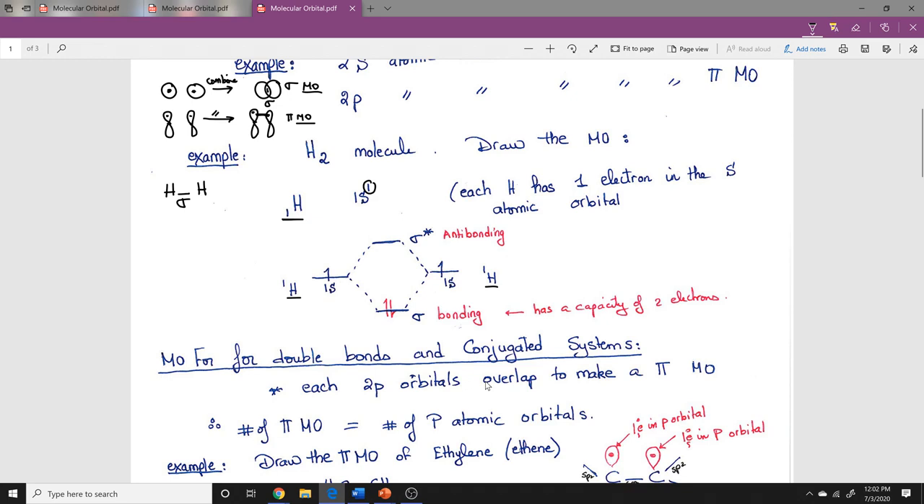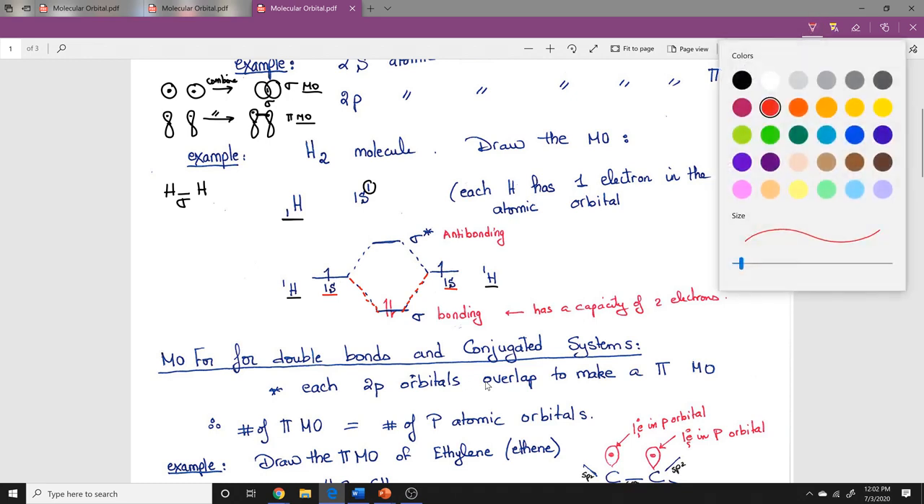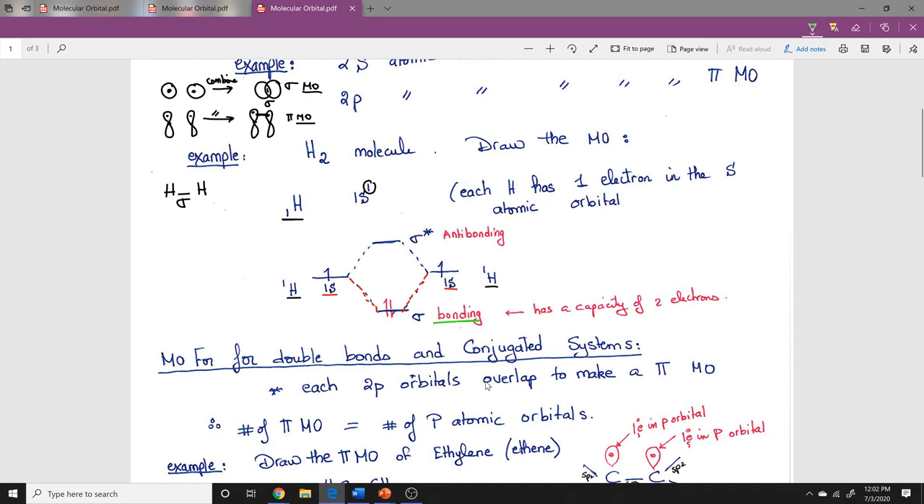Now to draw the molecular orbitals, the s orbitals are going to overlap with each other, and when they overlap with each other, they're going to form the bonding state. There are two possibilities here for the atomic orbitals. The atomic s orbitals can either overlap with each other, and if they do, you're going to form the bonding state. This is the sigma bonding state. Now, if they don't overlap with each other, then in that case, you're going to form the anti-bonding state. Remember that for every bonding, there is an anti-bonding molecular orbital.